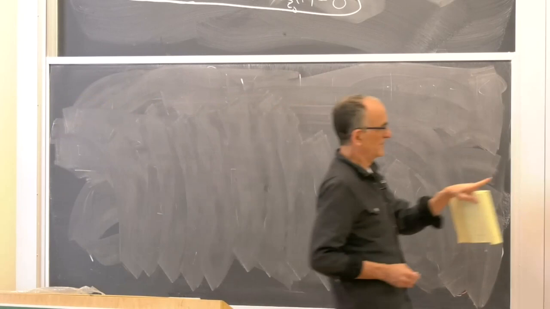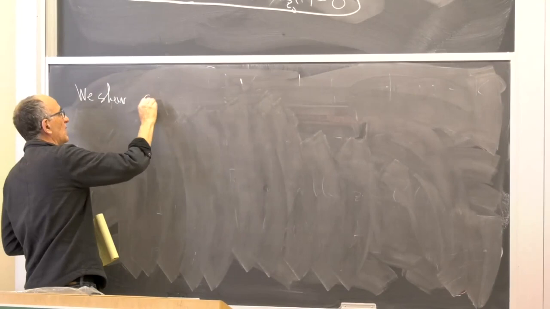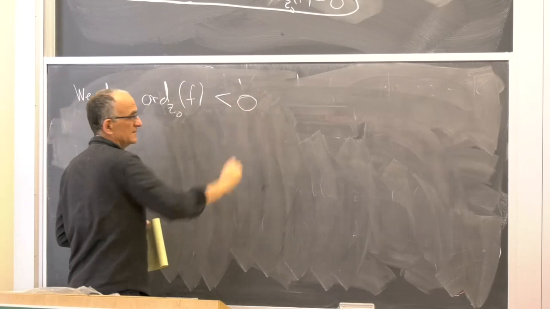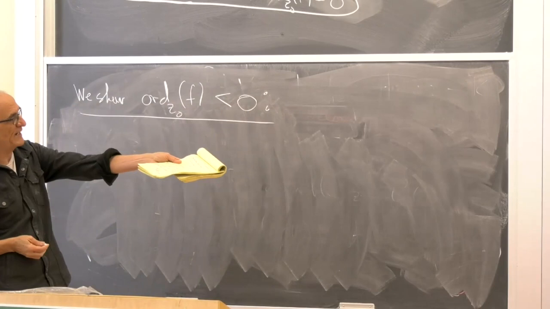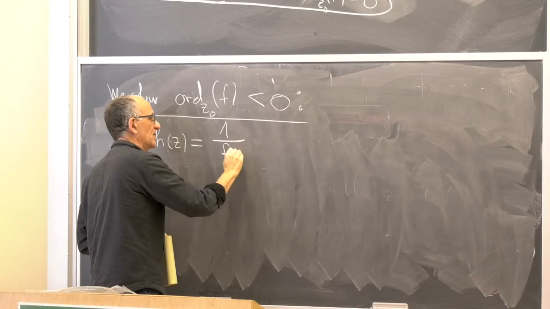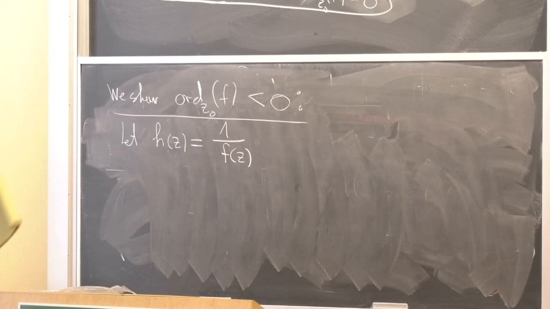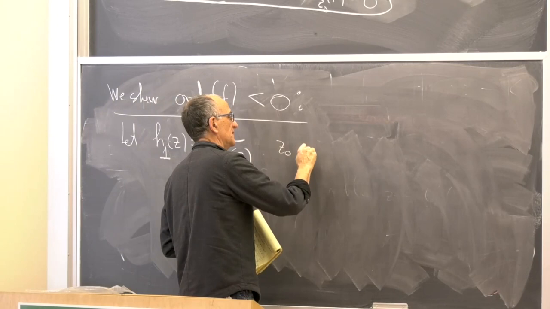So now we show that the order at Z0 of F is negative. And we almost have it. We again define a new function. Now we go back to the original H, but just take zero instead of W0. So now let H of Z be 1 over F of Z. Or you call it H1, just to not confuse it with the previous one. And now again Z0 is an isolated singularity.